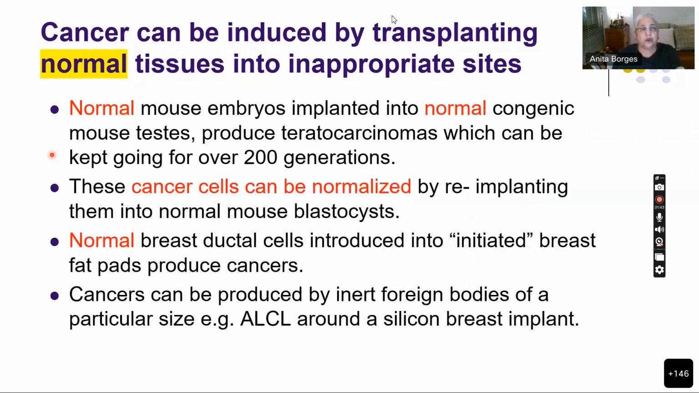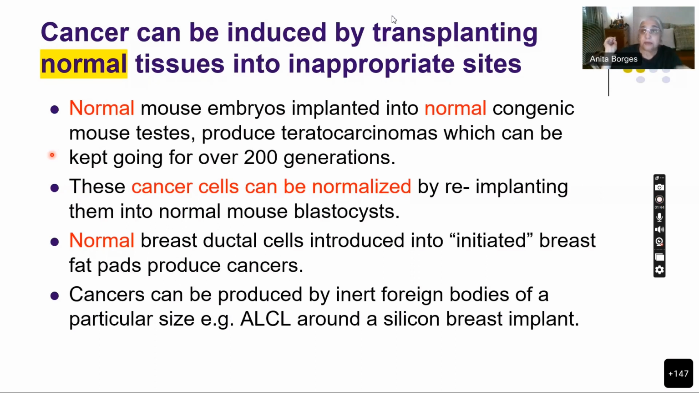And on the other hand now, here is normal tissue. You take that normal tissue, normal mouse embryos. Now you just take an embryo from a normal mouse and you implant it into a normal mouse testes. And you know what happens? It produces a teratocarcinoma. All right? It's absolutely normal. So why should it produce a teratocarcinosarcoma? But it does. Okay? You take the same teratocarcinosarcoma and you reimplant it into a normal mouse blastocyst, and the teratocarcinosarcoma just disappears. It becomes normalized.